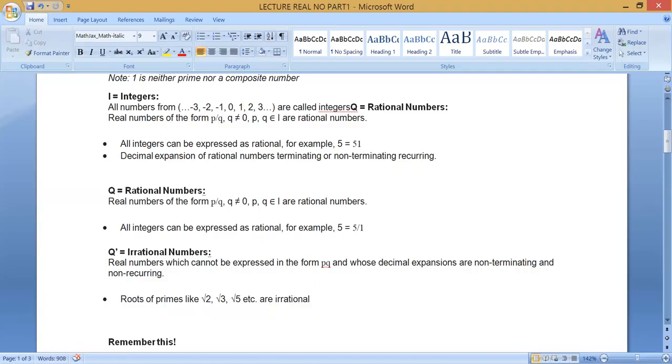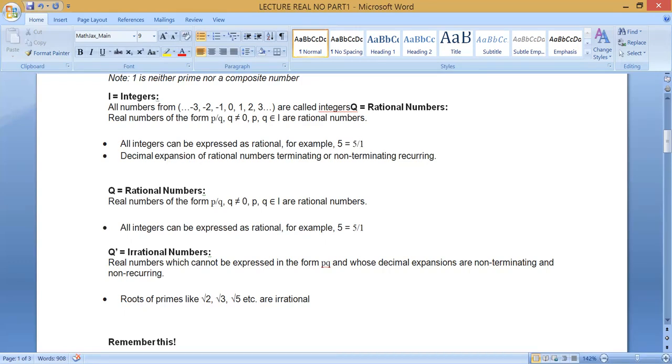After this, all integers can be expressed as rational numbers. That is, 5 equals 5/1. It is not 51, it is 5 upon 1, written with an oblique. All integers can be expressed as rational. Negative integers give you negative rational numbers, and positive integers give you positive rational numbers.